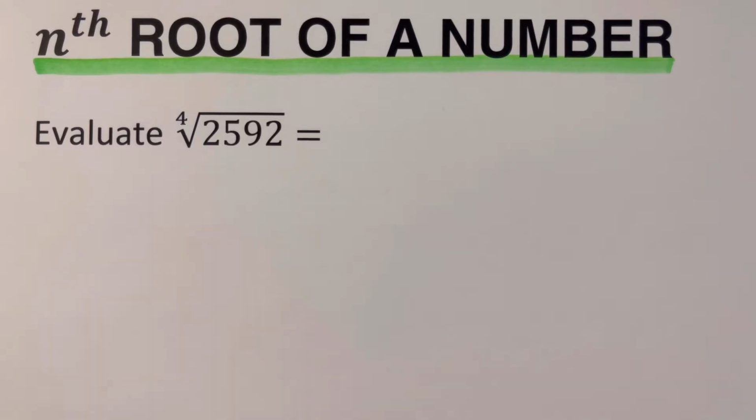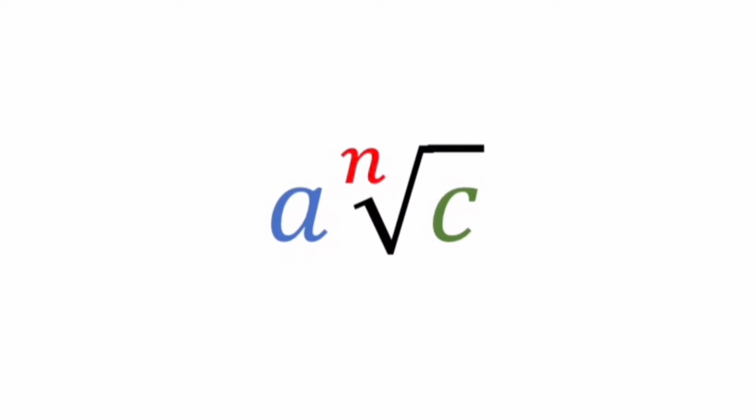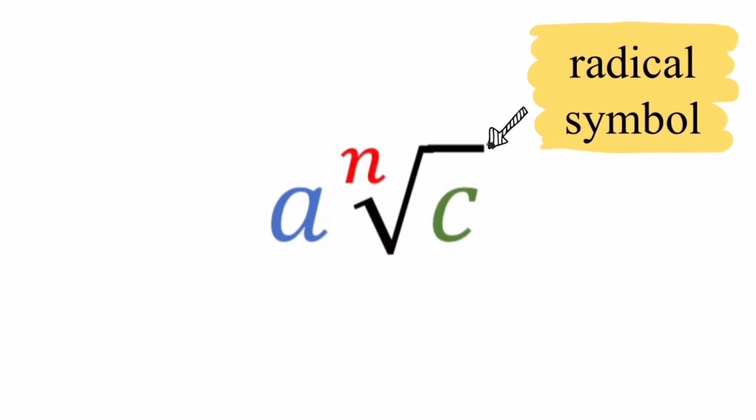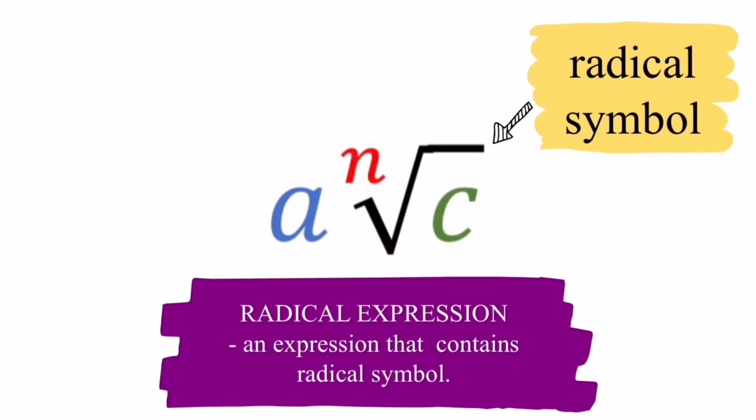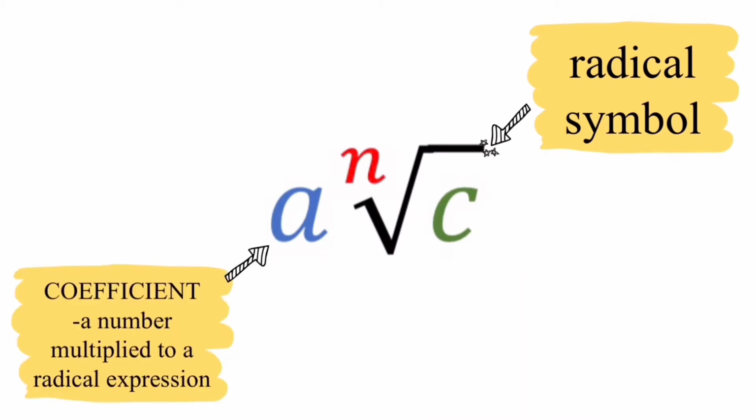Now let's review the parts and definition of radical expressions. Please remember that these are the parts of every radical expression. The first part is the radical symbol. The reason why this is called a radical expression is because it is an expression that contains the radical symbol. Our A here is called a coefficient. A coefficient is a number multiplied to the radical expression.